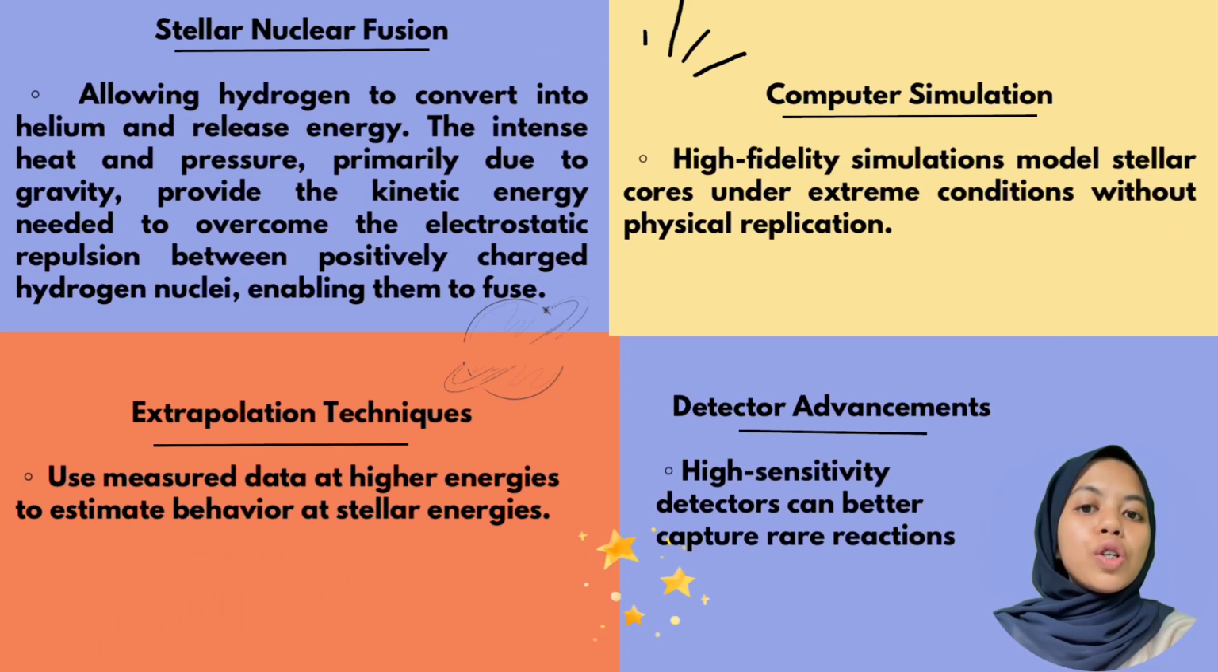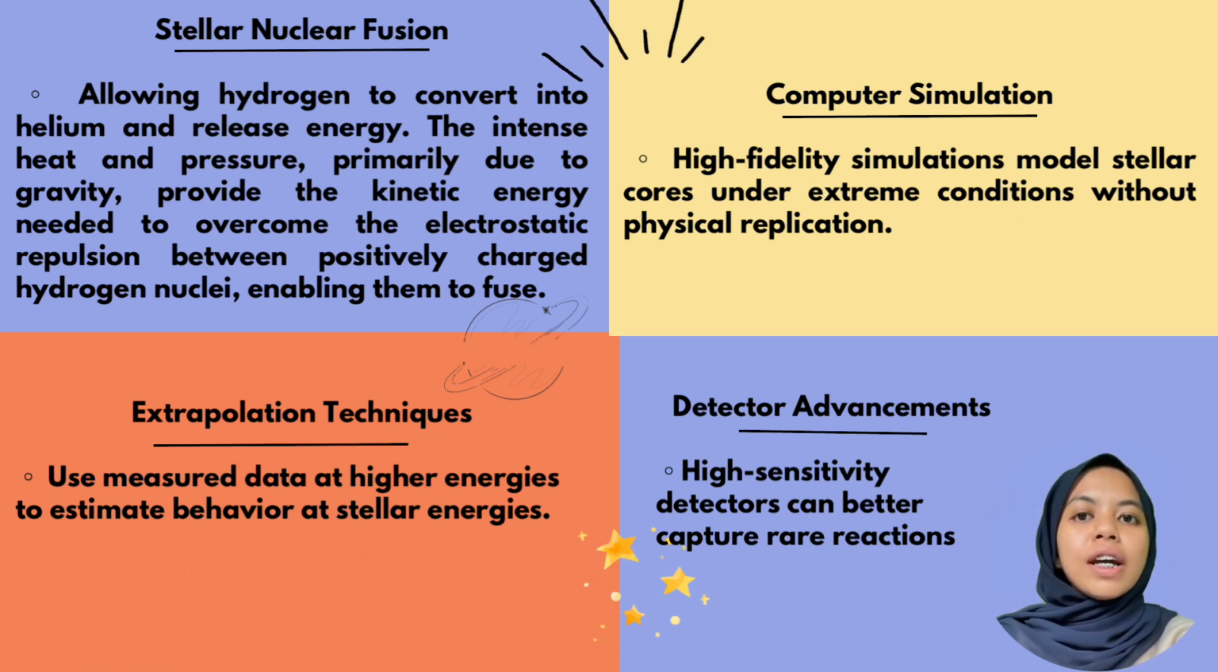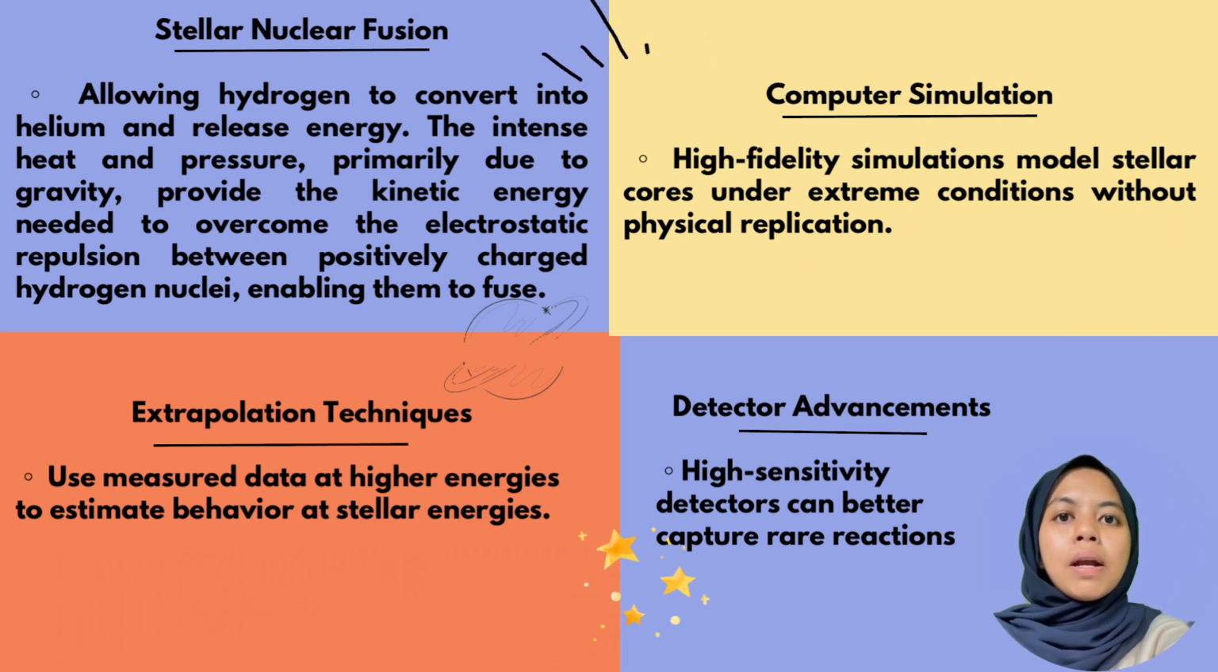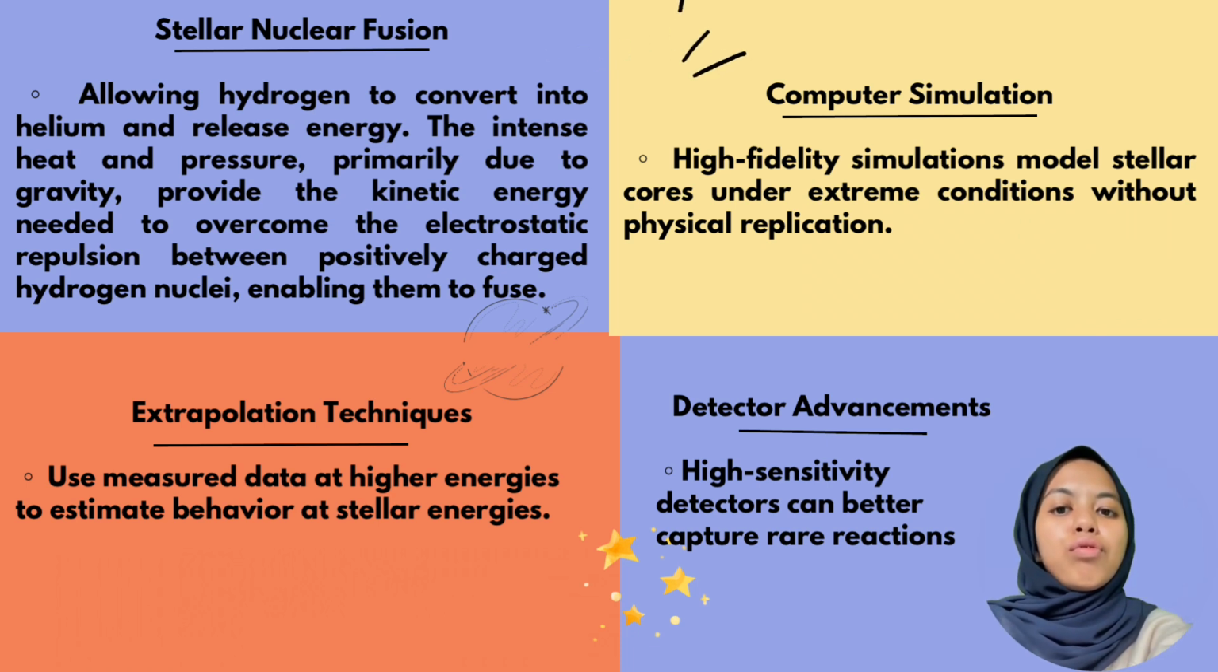Next, we also have the solutions for these challenges. The first one is stellar nuclear fusion, allowing hydrogen to convert into helium and release energy. The intense heat and pressure, primarily due to gravity, provide the kinetic energy needed to overcome the electrostatic repulsion between positively charged hydrogen nuclei, enabling them to fuse.